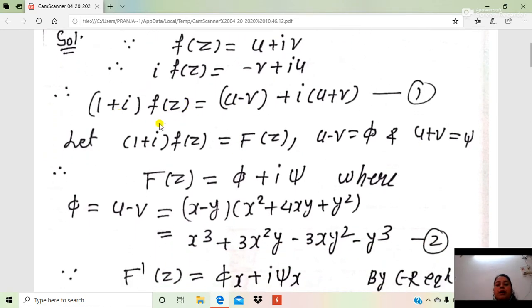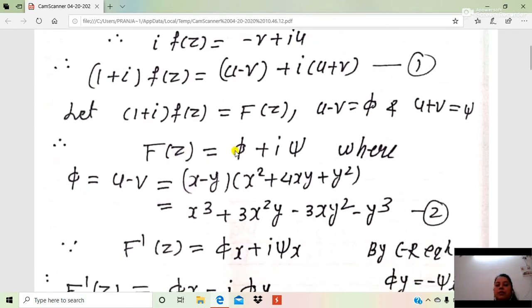Now let (1 plus i) f(z) be taken as capital F(z), u minus v be taken as phi, and u plus v be taken as psi. So equation 1 is now capital F(z) is equal to phi plus i psi, which is a complex function whose real part phi, which is equal to u minus v, is given to us, and its value is (x minus y)(x square plus 4xy plus y square). When we open the bracket, this is equal to x cube plus 3x square y minus 3xy square minus y cube. Take it as equation number 2.